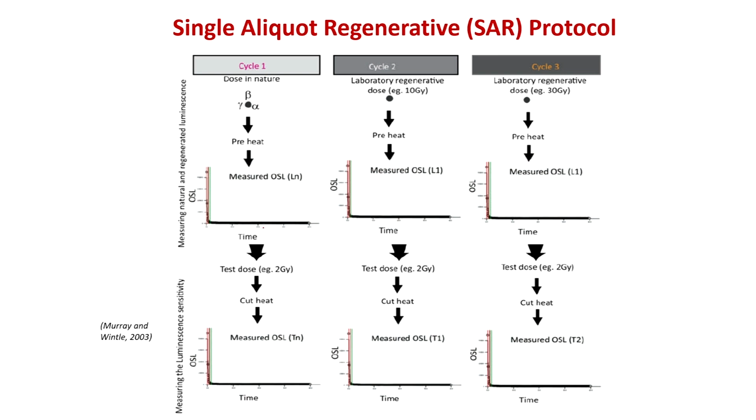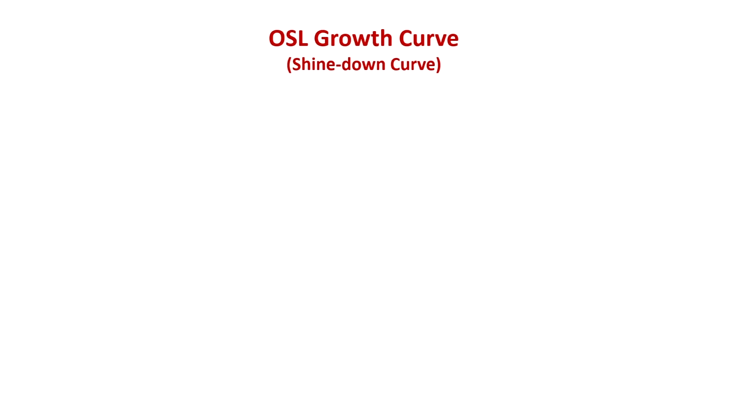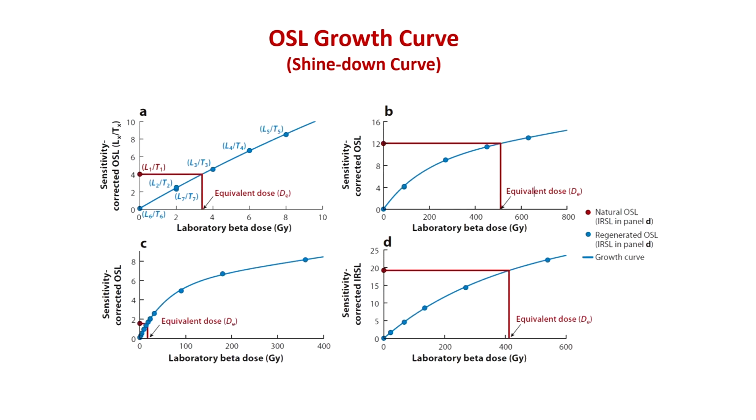So, this is natural, and then we apply the artificial dose from here. This is the test dose here, but we are using this as the regenerative dose, okay. So, we use 10 gray, 30 gray, then 50 gray, and then again come back to 10 gray, okay. That gives us the curves, which we mainly call the shine curves. I will come to that; the decay curves are also there, but this is the final curve which we get and use, okay.